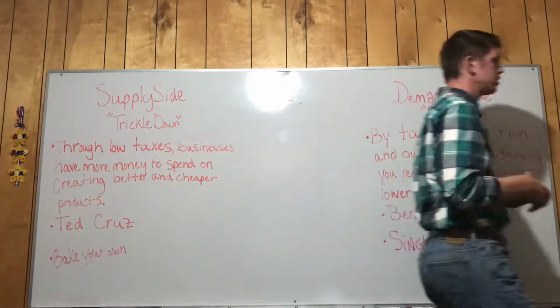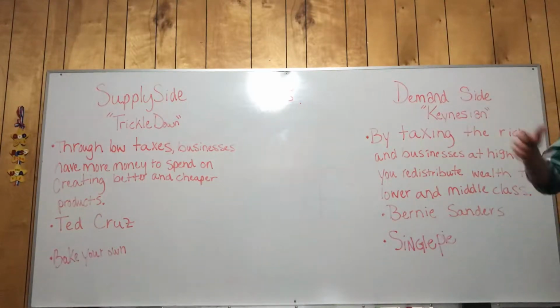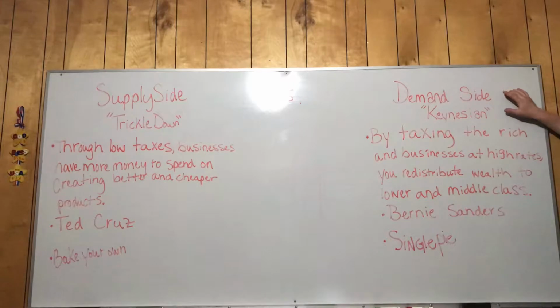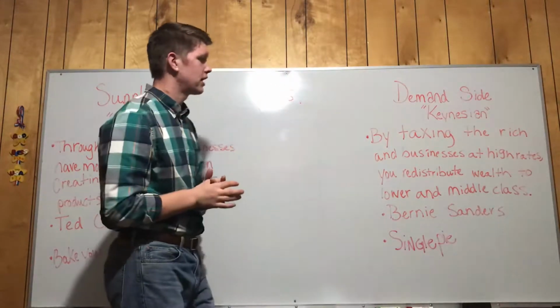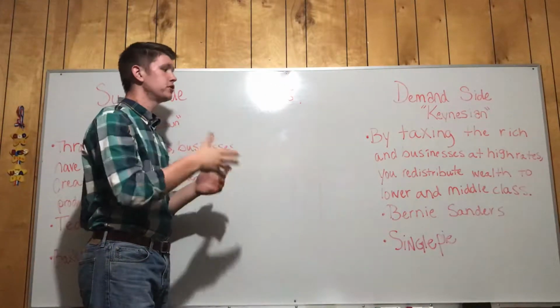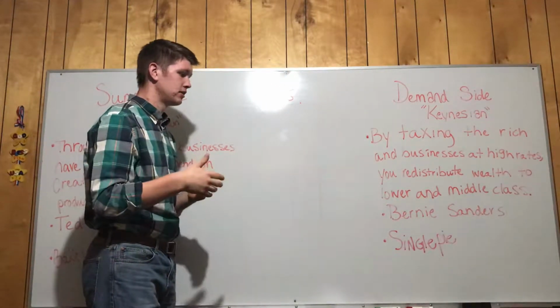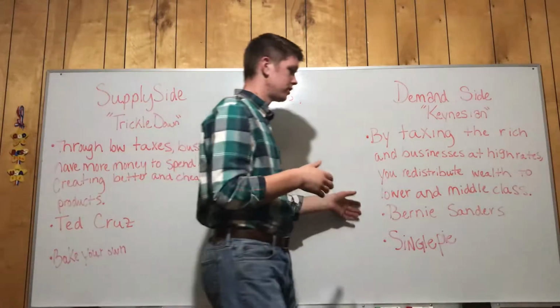Class, what we're going to be doing today is demand side versus supply side economics. First, we're going to start off with demand side, also known as Keynesian. What they believe is that by taxing the rich and businesses at high tax rates, you redistribute the wealth to the lower middle classes. A great example of this is Bernie Sanders.